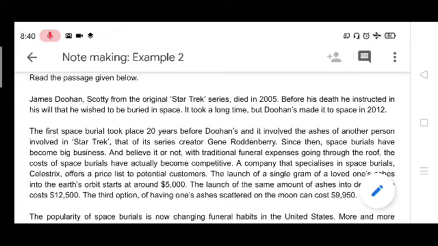James Doohan, Scotty from the original Star Trek series, died in 2005. Before his death, he instructed in his will that he wished to be buried in space. It took a long time, but Doohan's ashes made it to space in 2012.